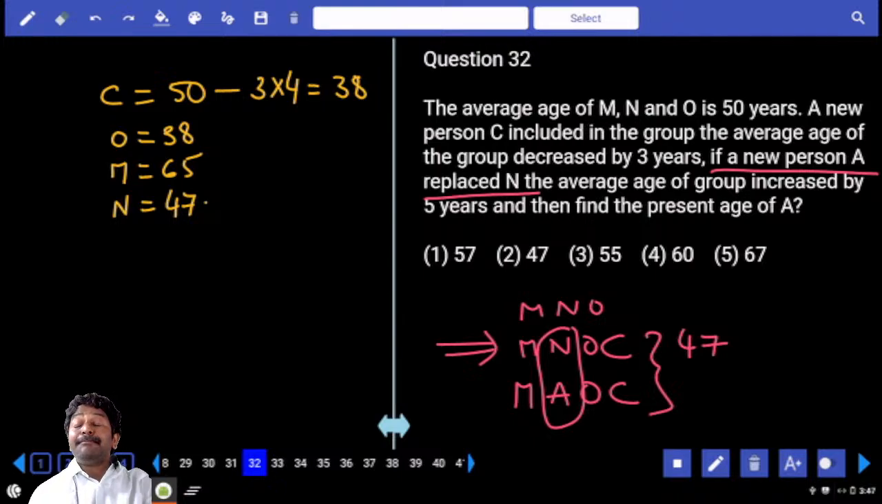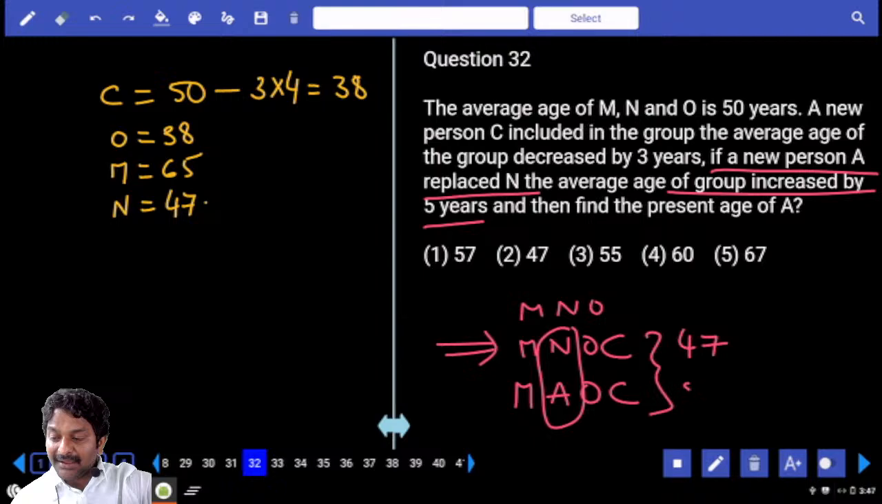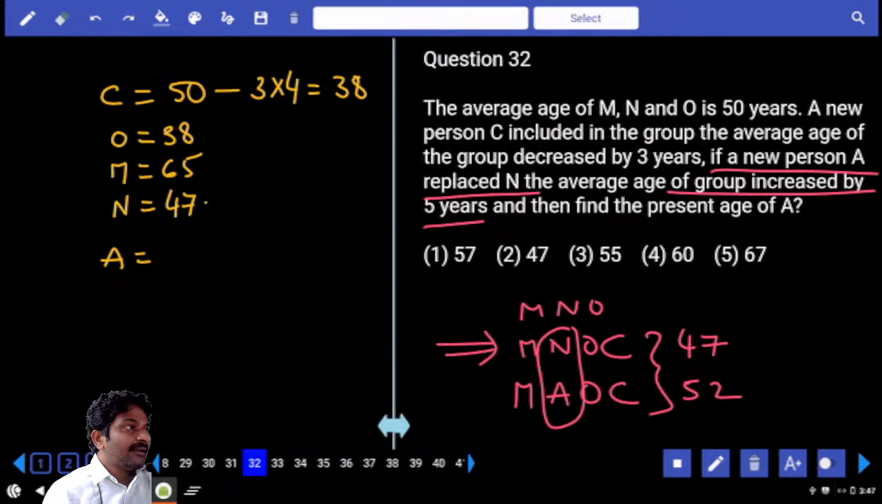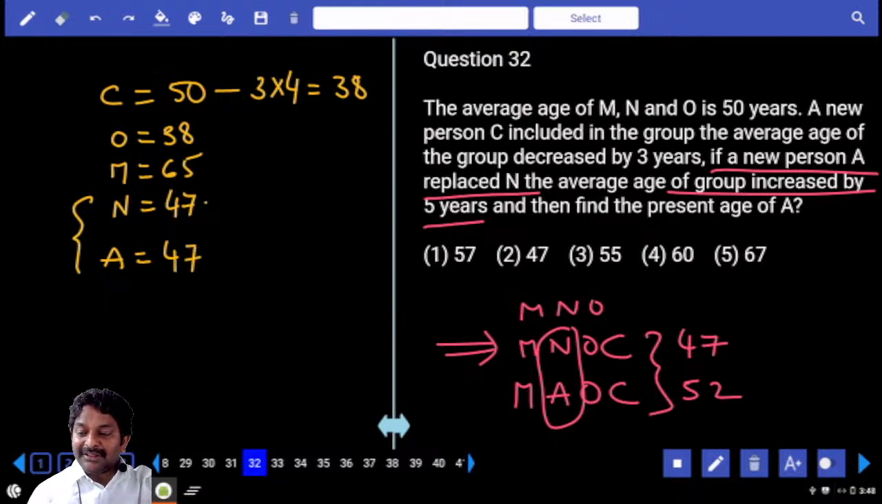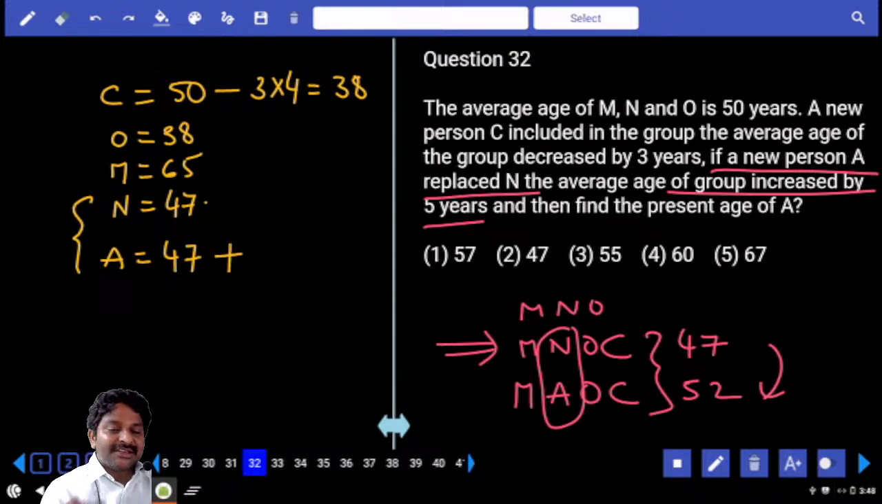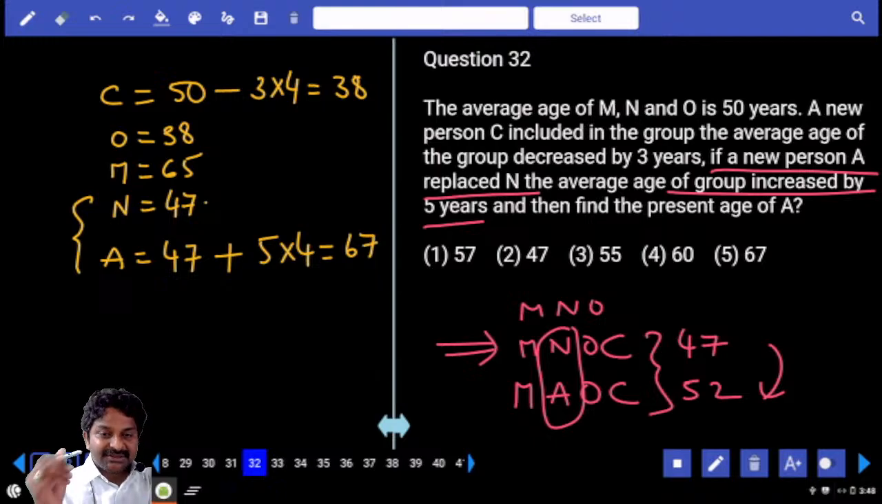Then if A replaces N, what happened? The average age of the group increased by 5. Increased by 5 from 47, it becomes 52. Now the question is about A's age. The change is between N and A only. If A's age and N's age are equal, the average will not change. But with A, the average is more. How much more? 5. For how many people? 4. So A's age is more than N's because the average is more, increased by 5 for 4 people. Answer 67.